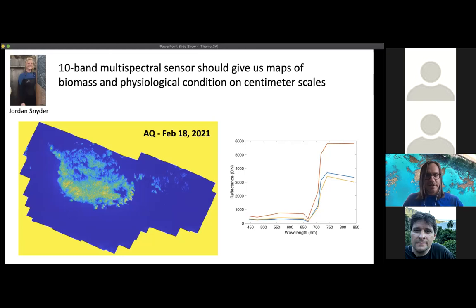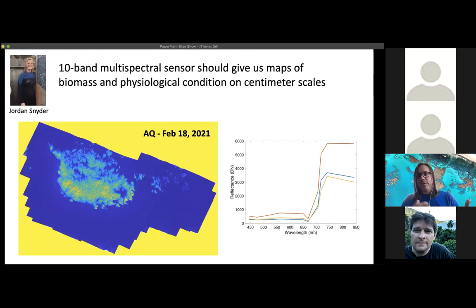We just did our first flight last week at Arroyo Quemado, so this is kind of hot off the press. This is a portion of the Arroyo Quemado kelp forest. Lighter colors here represent higher near infrared reflectance, so this would be more biomass. This is at about an 8-centimeter spatial scale. And then I just selected three different pixels where we have the individual spectra. We can use these two bands in the red and the orange to get to physiological condition.